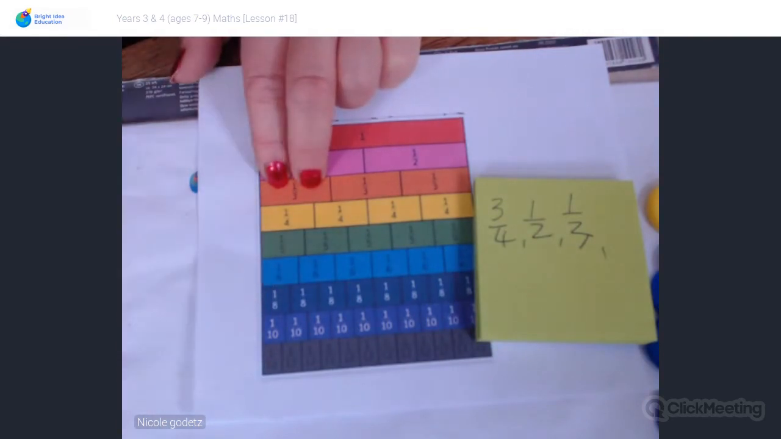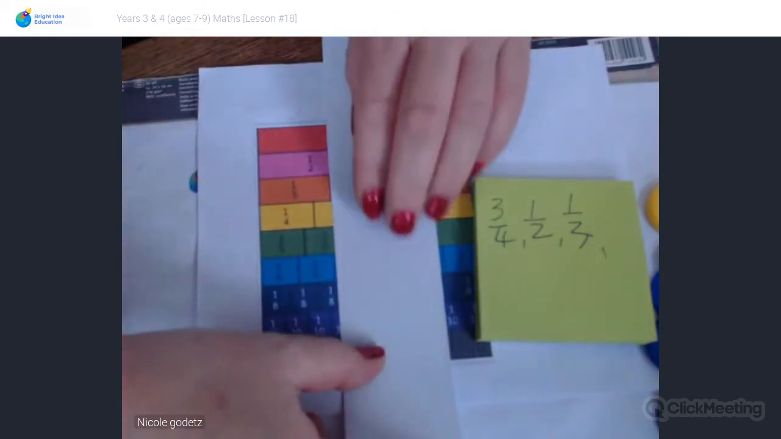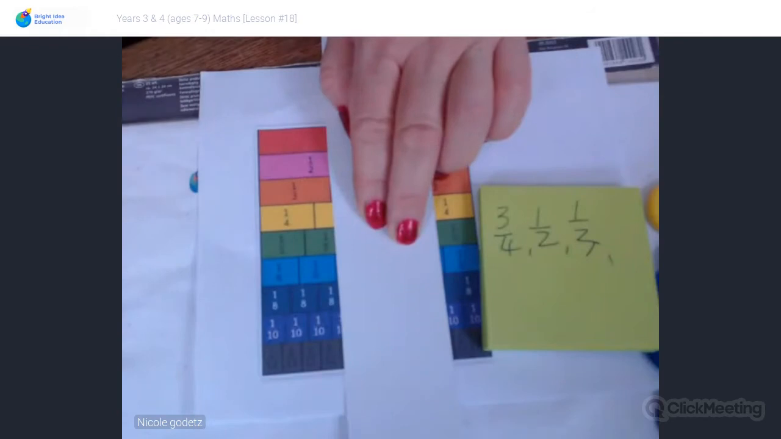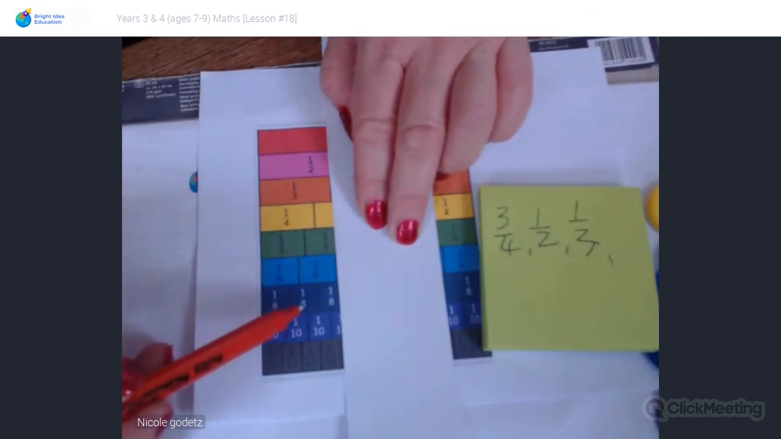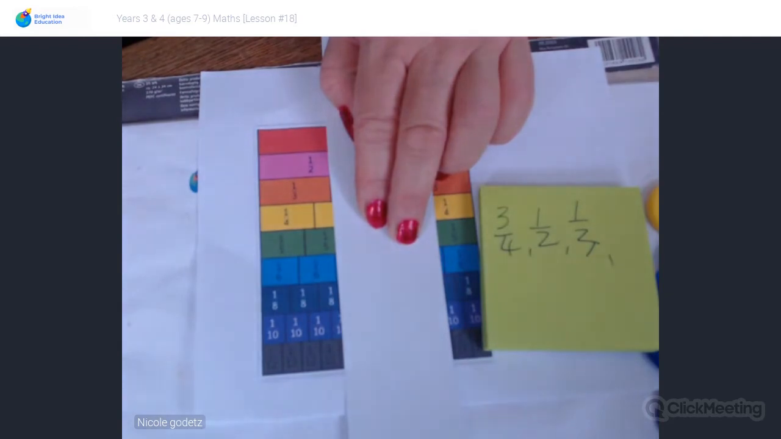2/8. Well, let's have a look. Let's get a piece of card out. There's 1/3. Has to be smaller. So 2/8 would work. Or we know that 2/8 is the same as a quarter, isn't it? So that would work. Yes.